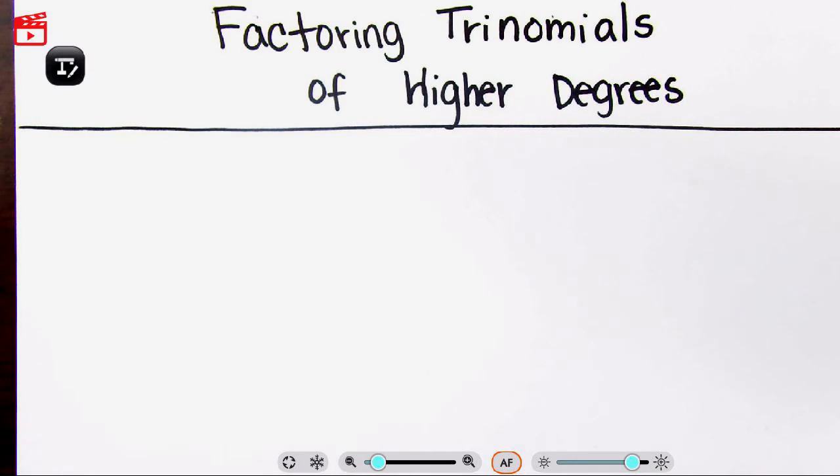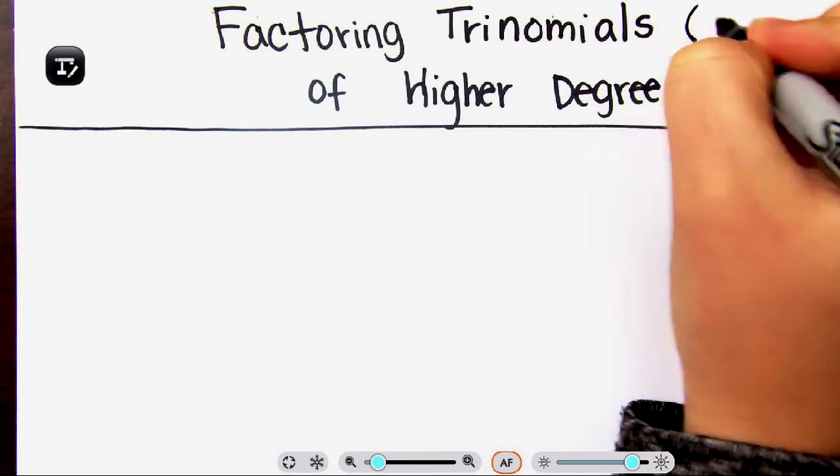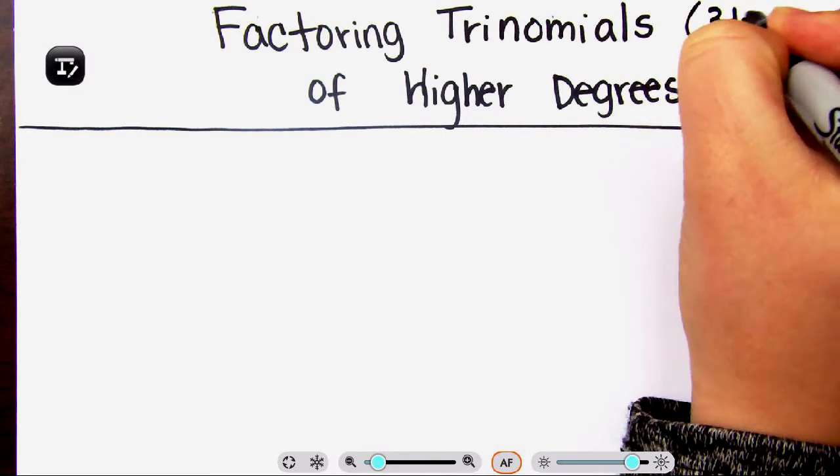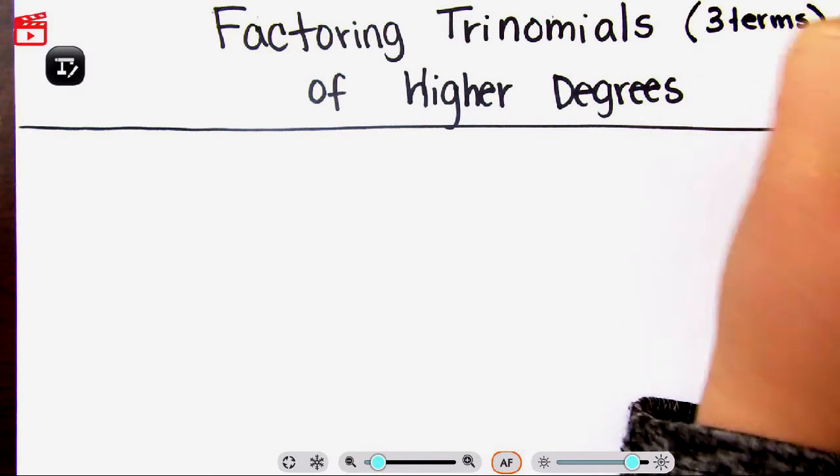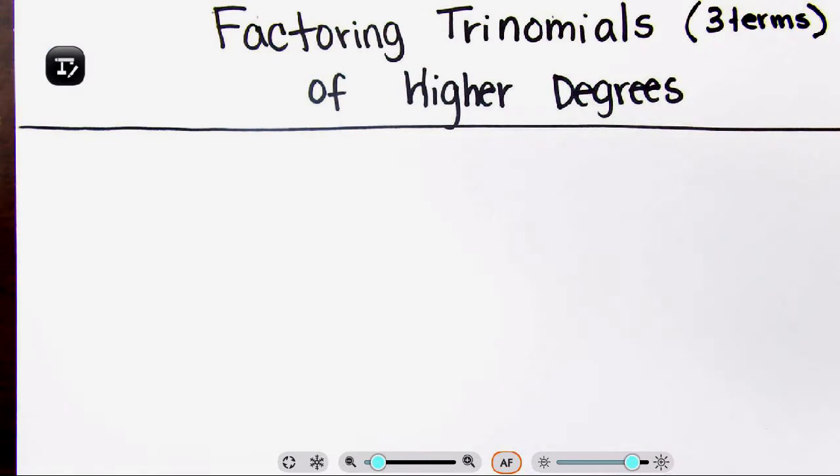Today we're going to be talking about factoring trinomials of higher degrees. Now, a trinomial has three terms, so it's a three-term polynomial. The higher degrees that we're going to be talking about are 3, 4, 5, etc. The most common ones are 3, 4, 6, and 8. Typically, we don't see 5 unless you can pull out something, so we'll talk about the methods of doing that.